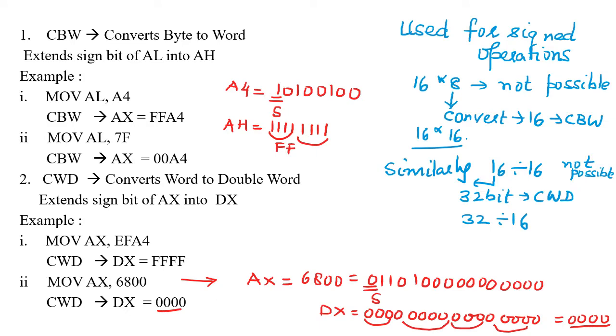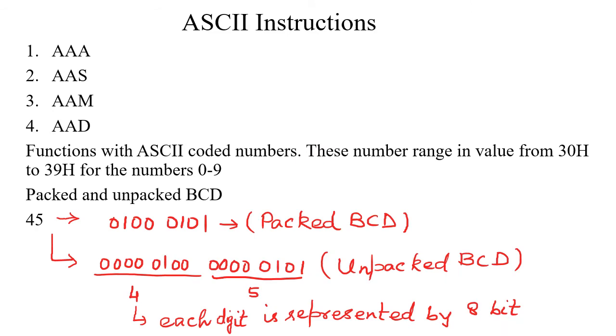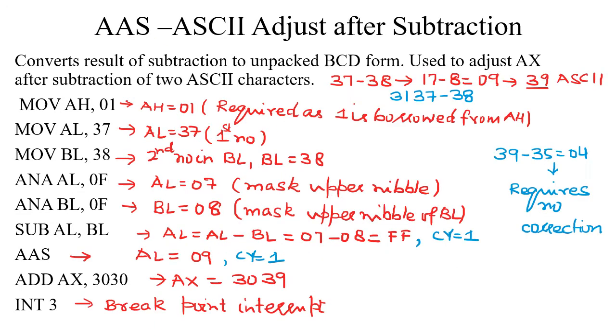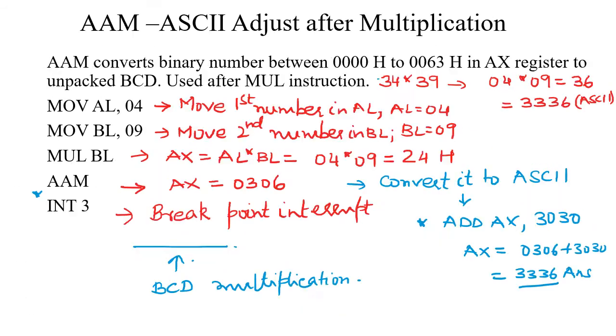Before the next instructions today, let us consider two more. Next, the ASCII instructions. We have four ASCII instructions. First instruction, AAA: ASCII adjust after addition. Next instruction, AAS: ASCII adjust after subtraction. Next instruction, AAM: ASCII adjust after multiplication.